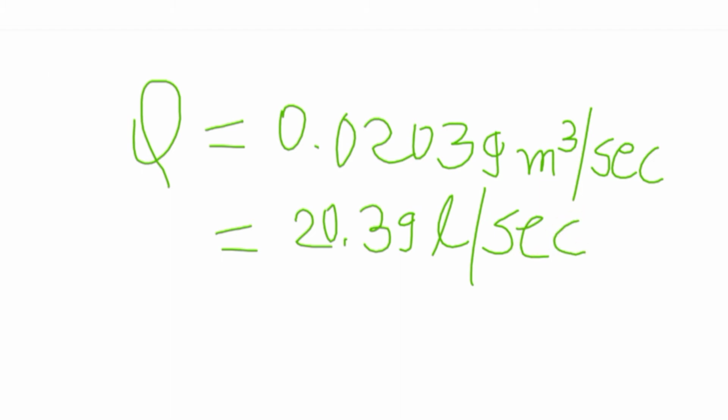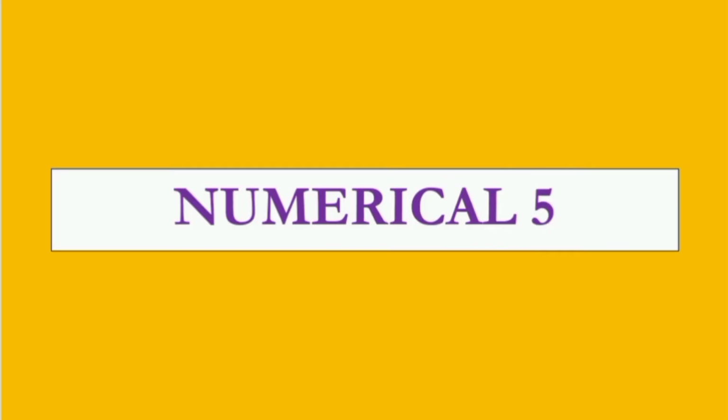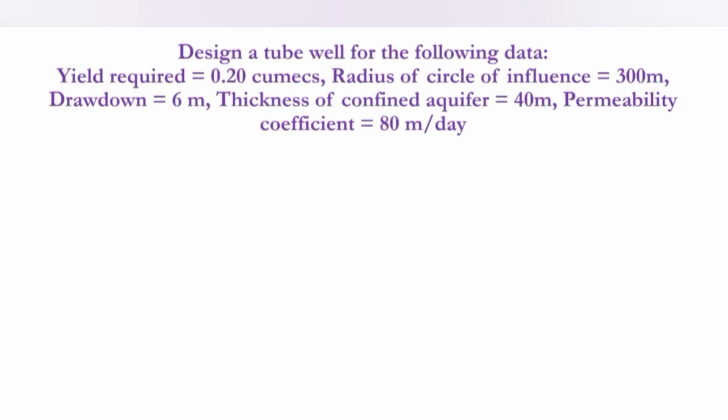Fifth numerical. Design a tube well for the following data. Yield required is 0.20 cumex. Radius of the circle of influence is 300 meter. Drawdown is 6 meter. Thickness of the confined aquifer is 40 meter. And permeability coefficient is 80 meter per day.